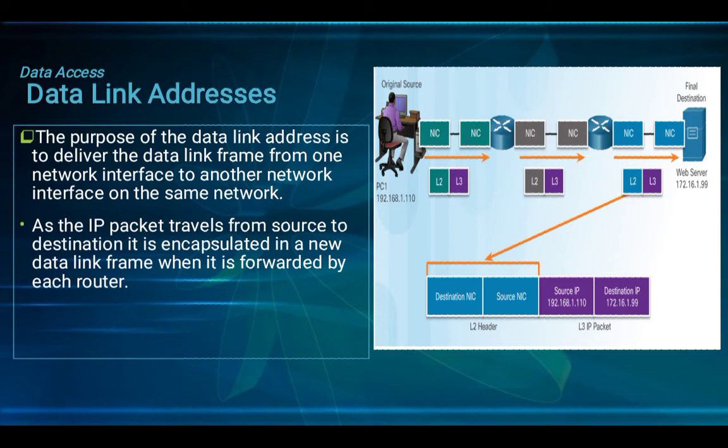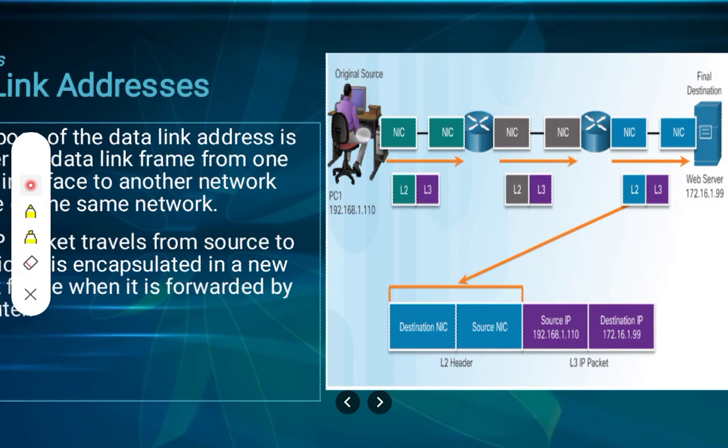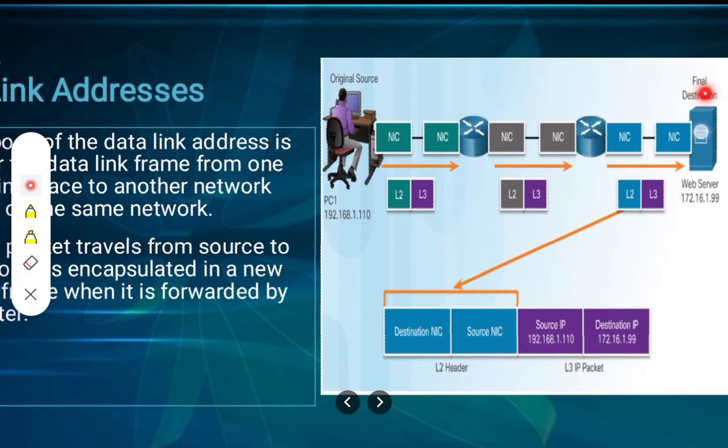Next is data link addresses. The purpose of the data link address is to deliver the data link frame from one network interface to another network interface on the same network. As the IP packet travels from source to destination, it is encapsulated in a new data link frame when it is forwarded by each router. This is the original source and this is the final destination.